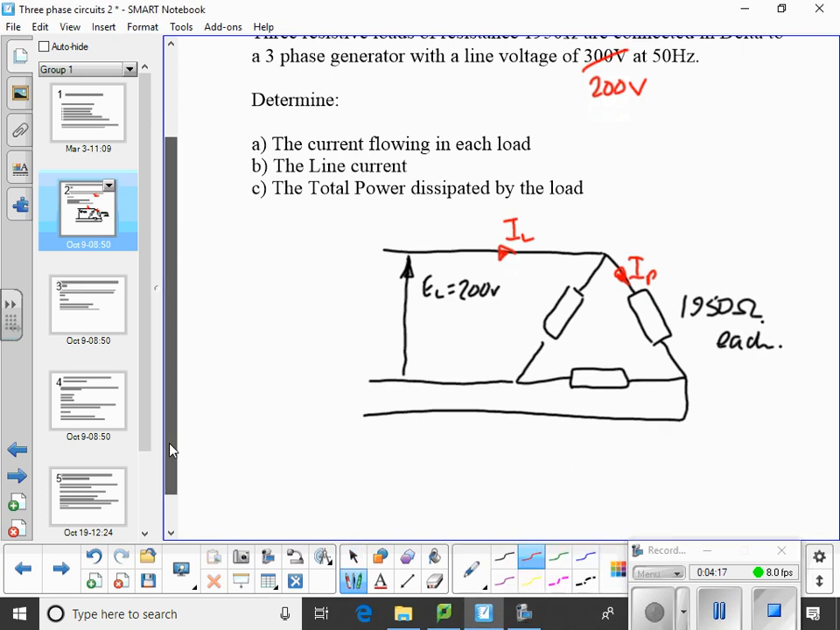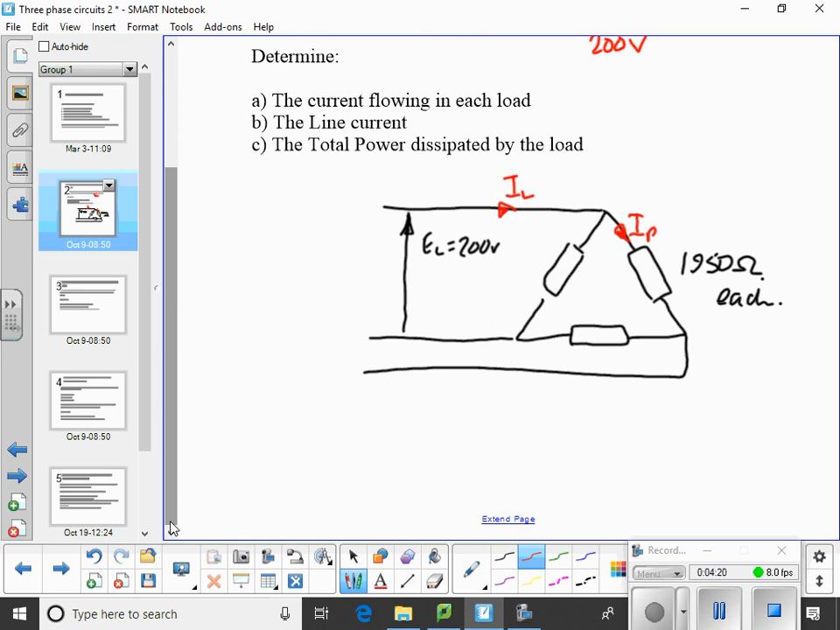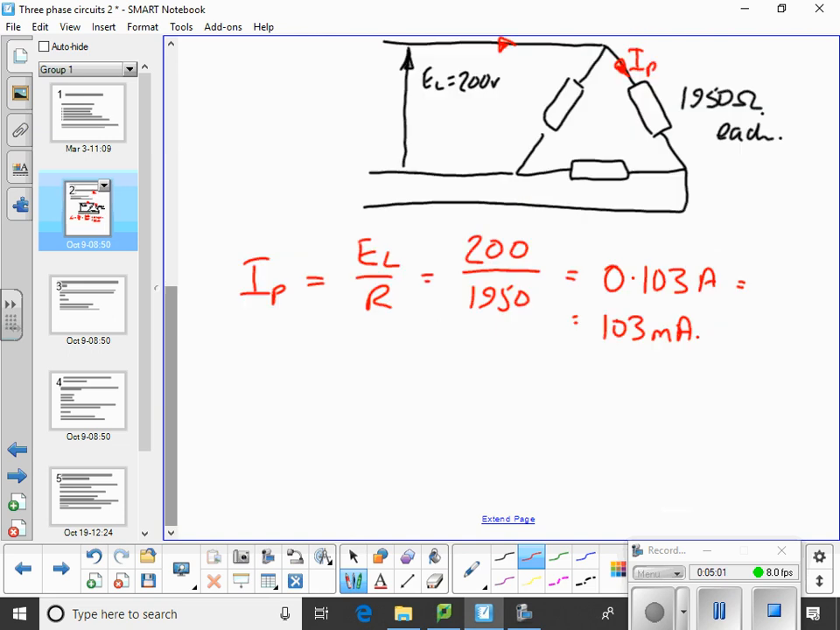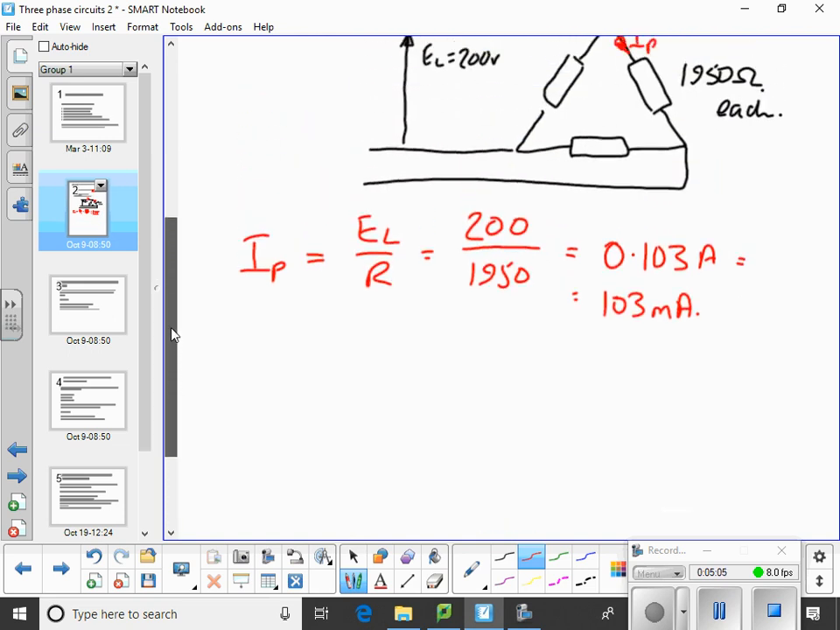What have you done to affect these calculations then? You calculated first I phase, what's it equal to, Roger? EL over R, yeah, 200 over 1950 equals 0.103 amps, which is 103 milliamps. So each phase you're expecting to get 103 milliamps, yeah?